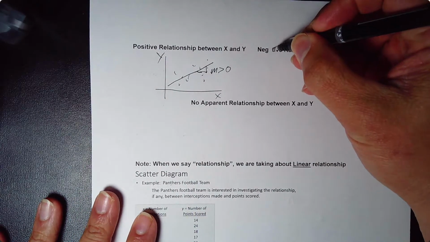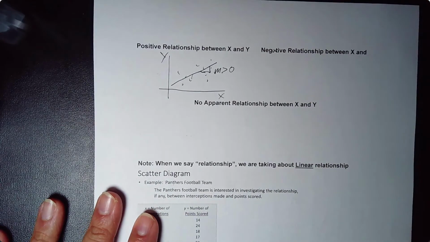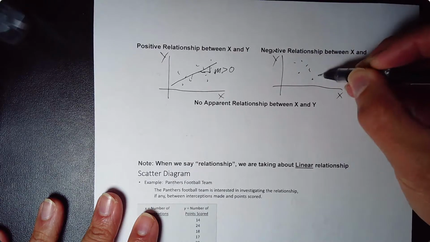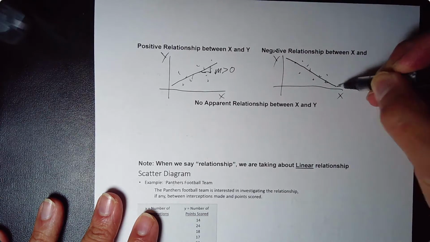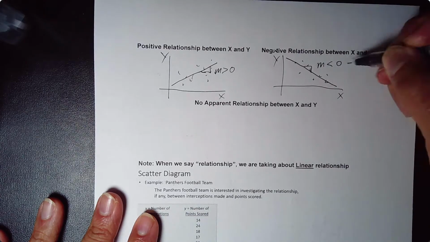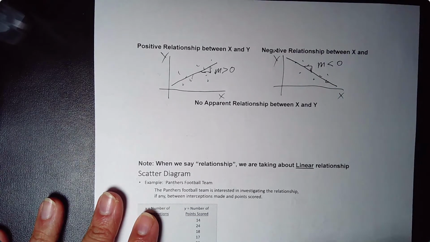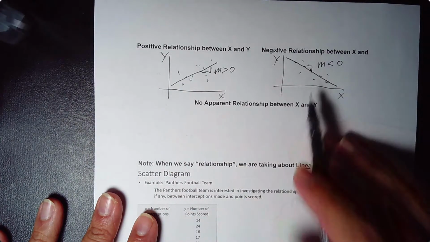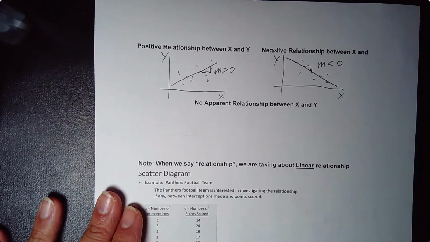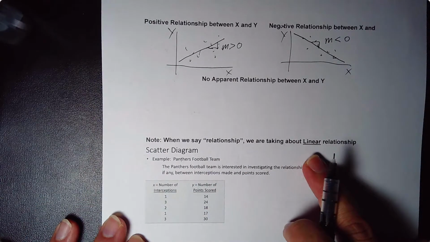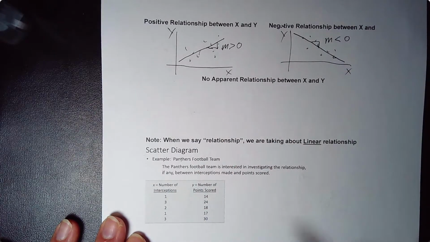What would be considered a negative relationship? With x and y, the scatter diagram goes down this way, and so you have a negative relationship. Again, the slope here is less than 0, negative. Now, we should say that what we mean by relationship in this context is linear relationship. We're always talking about a linear relationship when we say relationship.